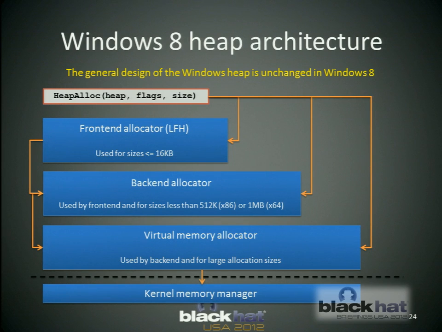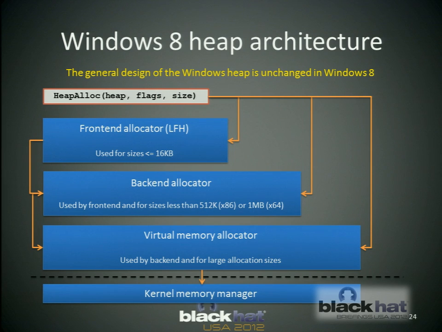So from a very high level, don't worry, I'm not going to go too deep in terms of algorithms and data structures for the heap, but I did want to give you a high-level overview of the Windows 8 heap architecture. And if you're already familiar with the heap architecture from Windows 7, at a high level it's relatively unchanged. When you use HeapAlloc to request some memory, it could come from one of three places.